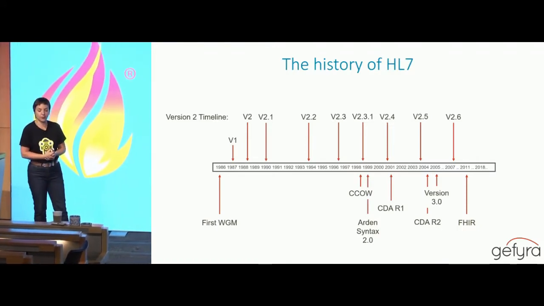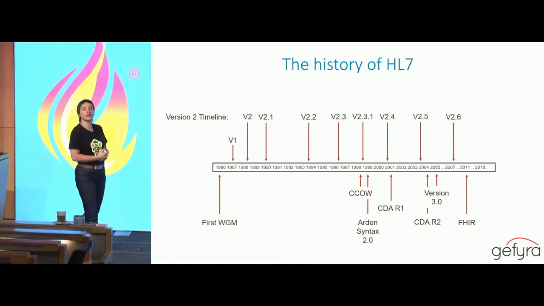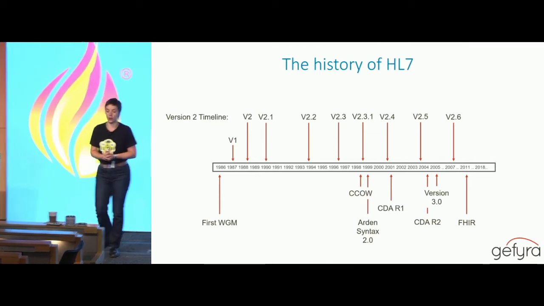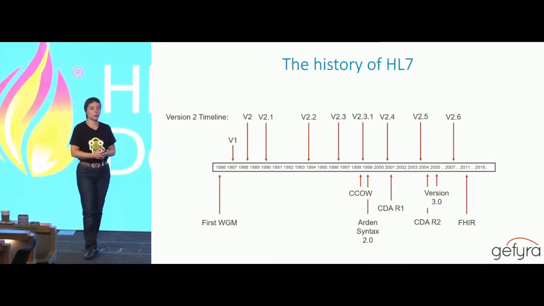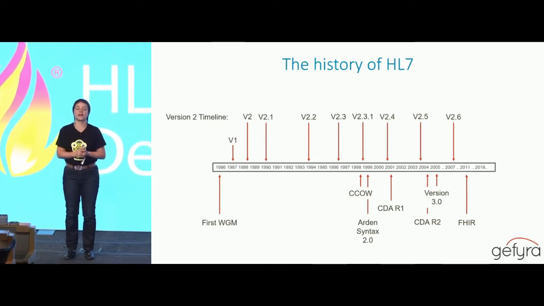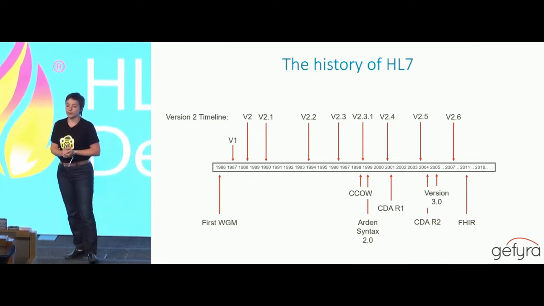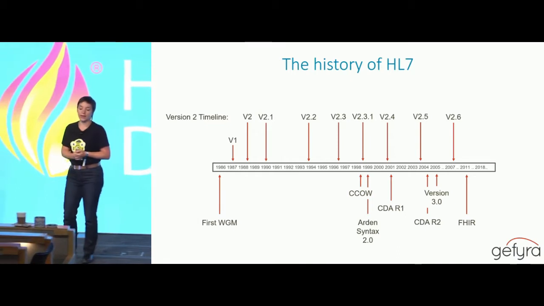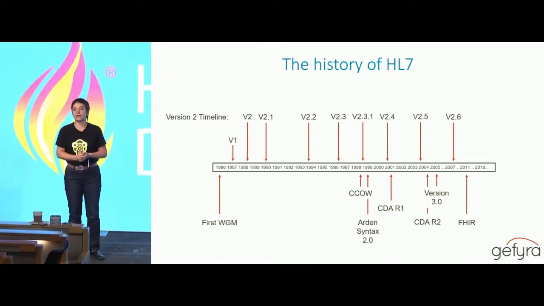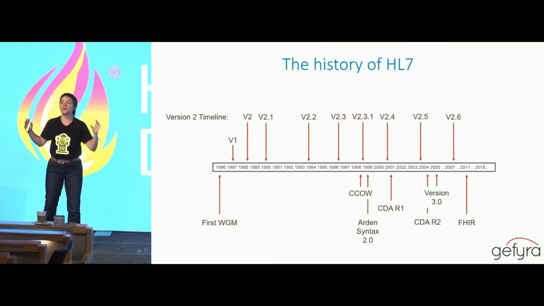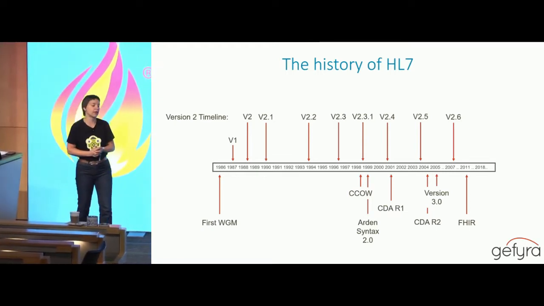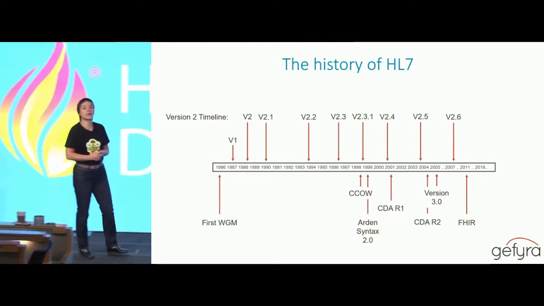Looking at the history of HL7, you can see that this organization has been around for more than 30 years, and the HL7 version 2 standard, which is basically the de facto standard for data exchange in healthcare today, dates back to the late 80s. So the standard that is the most frequently used standard worldwide for data communication in healthcare is older than the World Wide Web.